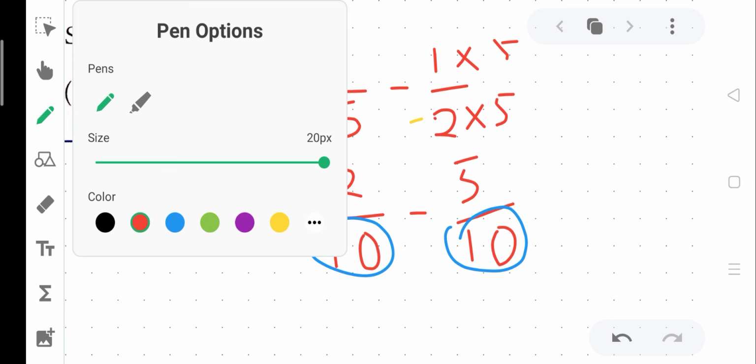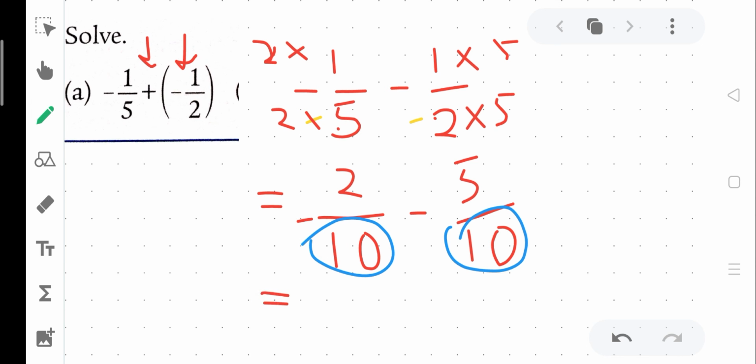Okay, so let's continue this one. When this one is negative and this one is negative, it eventually won't become positive, it's like adding up both negative values. So 2 plus 5 is 7. The bottom part will remain the same, but now we keep this as negative.